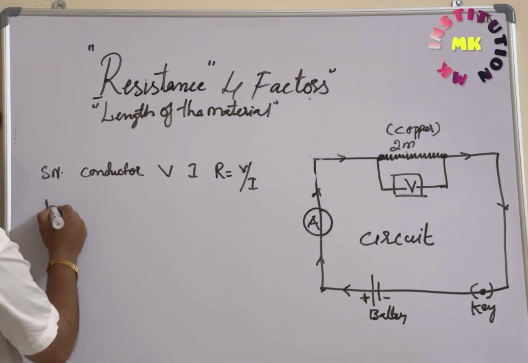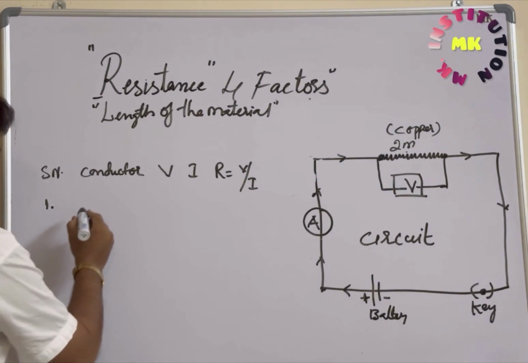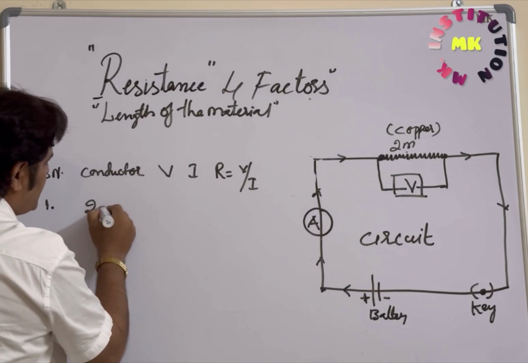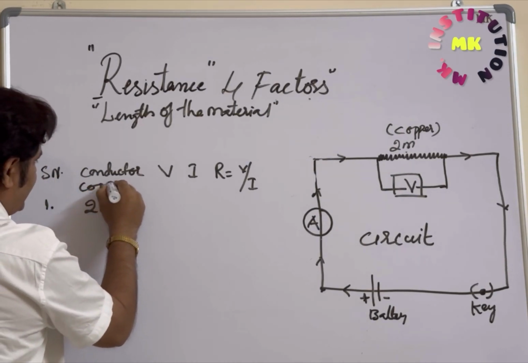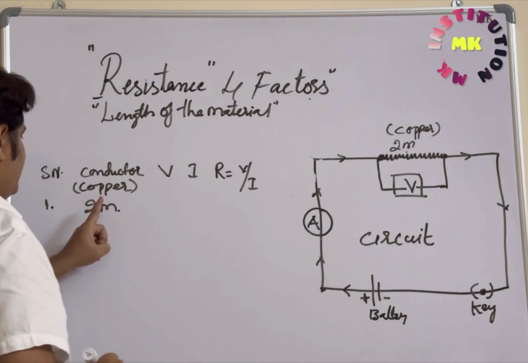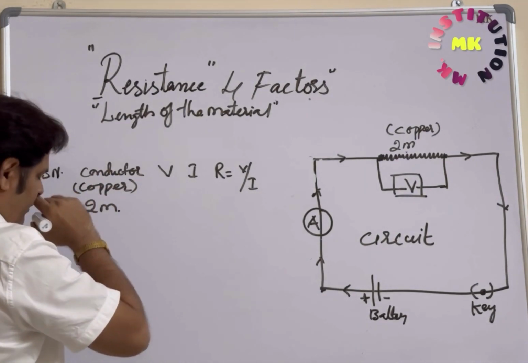Now the first one, in the beginning, what did we keep here? A 2 meters copper wire, length. So the conductor here is copper only. What is the length of the copper wire here? 2 meters. You can write here: copper wire used as a conductor, and the length of the copper wire is 2 meters in the first case, the first experiment. So what value are you getting here now?